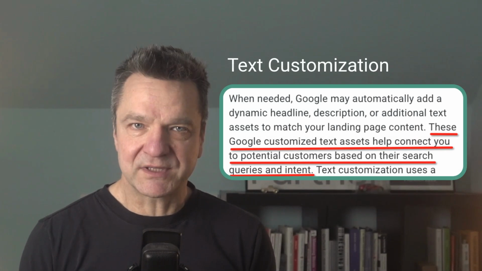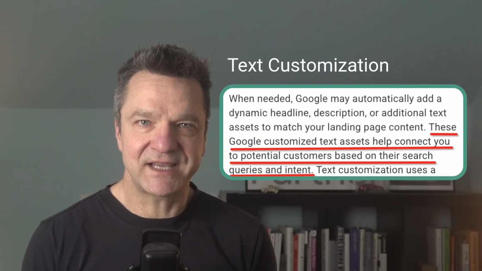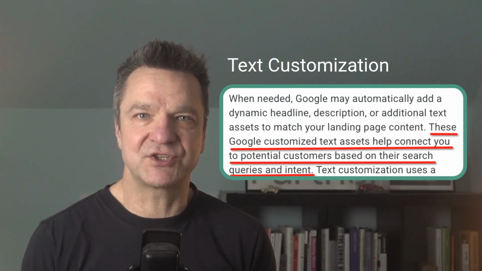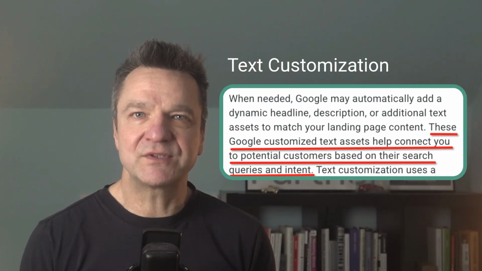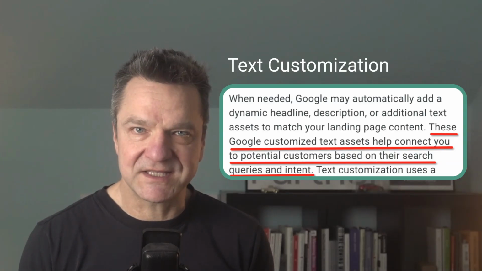Here's what text customization does. When enabled, Google can automatically add a dynamic headline, description, or additional text asset to match your landing page content. It uses a combination of extractive techniques and generative AI, but it's grounded in your actual landing page content. So it's not making things up. That's useful, but the bigger lever is final URL expansion.